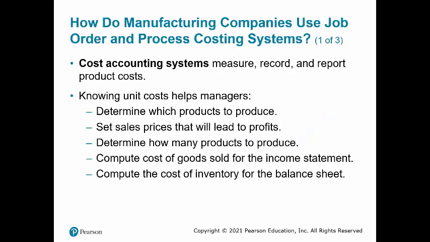So manufacturers will either use a job order or a process costing system, and we're going to look at the differences. All cost accounting systems, though, are going to allow the company to measure, record, and report product costs. And knowing these product costs can be helpful to managers in that they can measure how much it costs to produce each product, and then knowing that information will allow them to set a sales price that will generate profits.